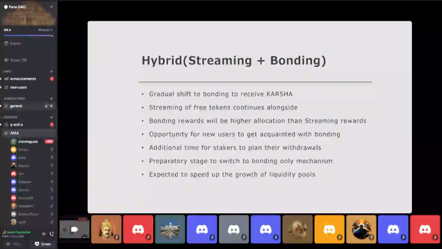And this phase is also expected to speed up the growth of liquidity pools because we are going to have higher reward rates for staking of liquidity pool tokens during streaming as well as during bonding. We are going to mostly accept LP tokens for people to be able to achieve discounted Karsha. So because of the need for LP tokens and because of the demand for LP tokens for getting new tokens minted out of the protocol, we believe that liquidity pools will see a healthy growth during this phase, with new liquidity always entering the pools.